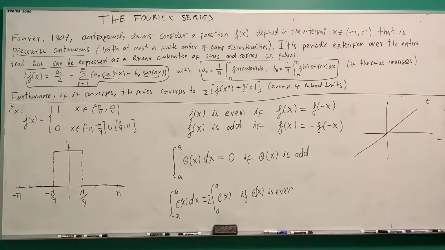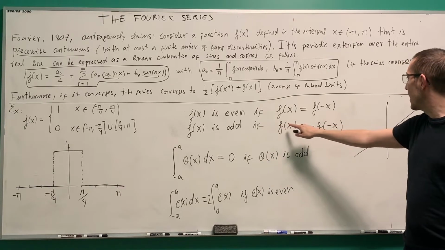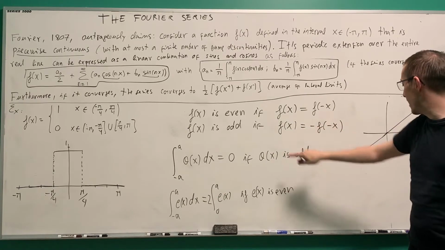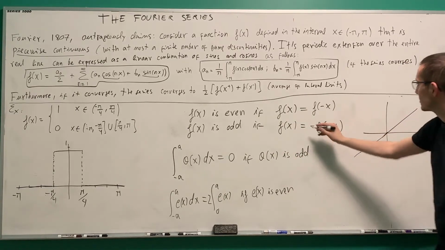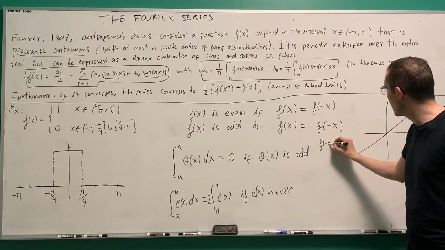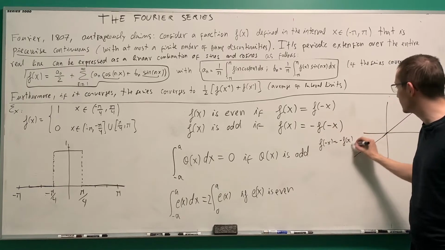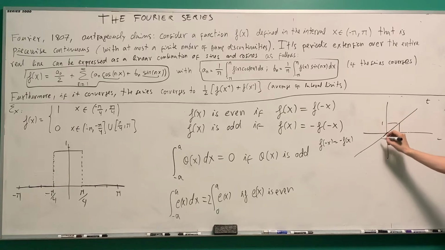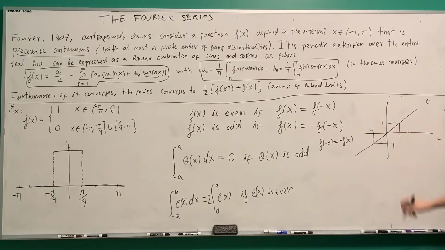So this function has parity. It's odd. What do I mean by odd? I mean that, well, f of minus x is minus f of x. So this is the same as saying f of minus x equals minus f of x, right? It's the same thing. Multiply by minus 1 both sides. You can tell that f of 1 is 1, and f of minus 1 is minus 1, right? So t is an odd function.